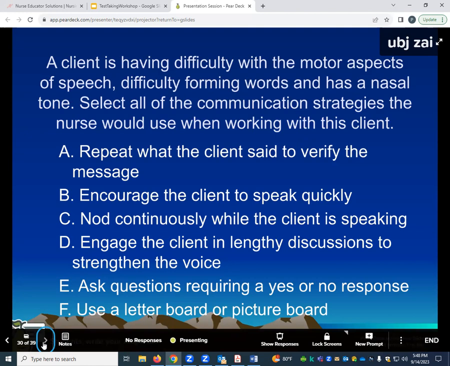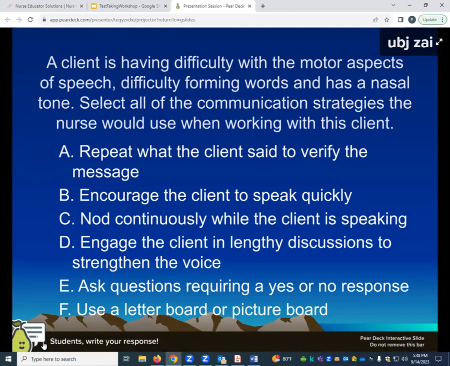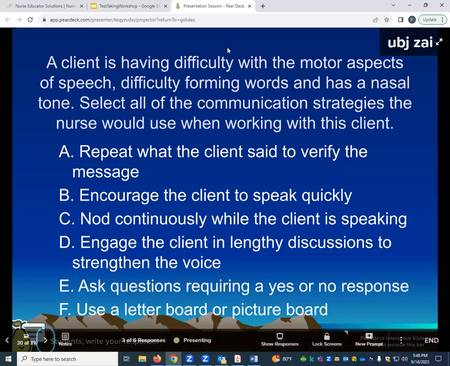The client's having difficulty with motor aspects of speech, difficulty forming words, has a nasal tone. Select all of the communication strategies the nurse would use when working with this client. Repeat what the client said to verify the message. Encourage the client to speak quickly. Nod continuously while the client is speaking. Engage the client in lengthy discussions to strengthen the voice. Ask questions requiring a yes or no response. Use a letterboard or a picture board. So type in the answers that you think are the correct answers for this, and then we'll talk it through.